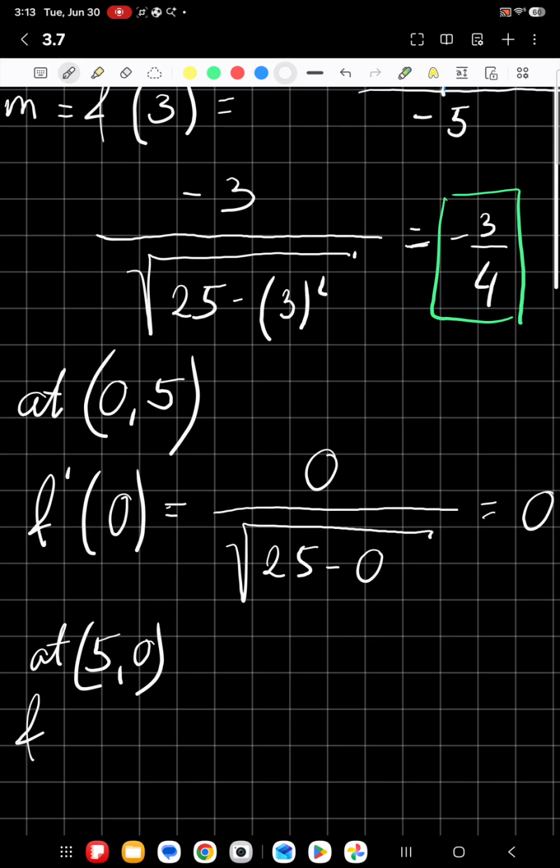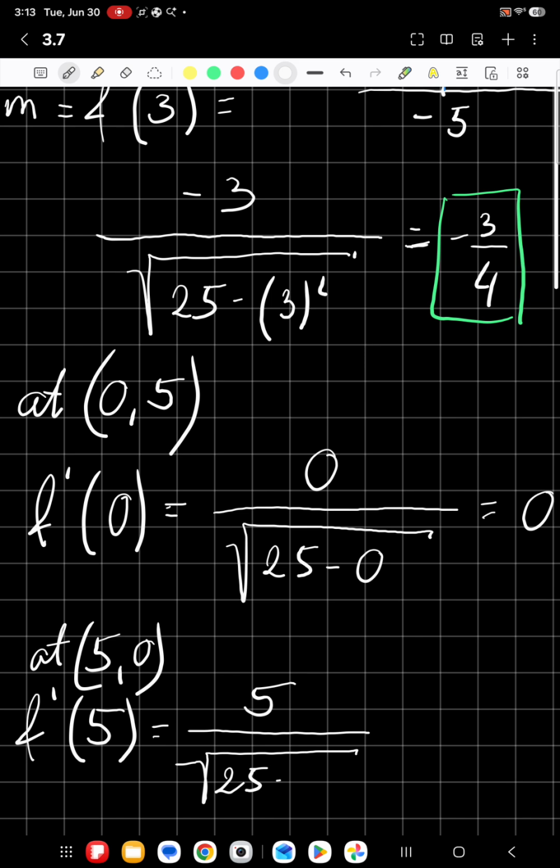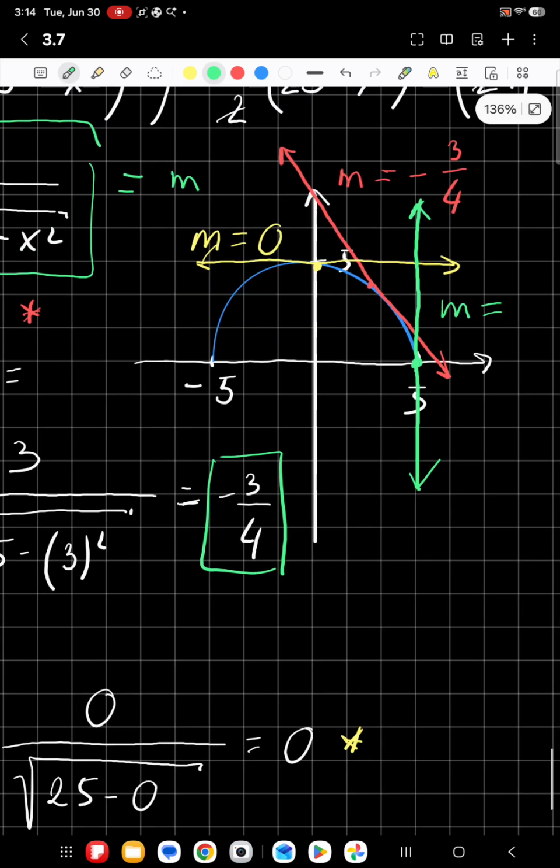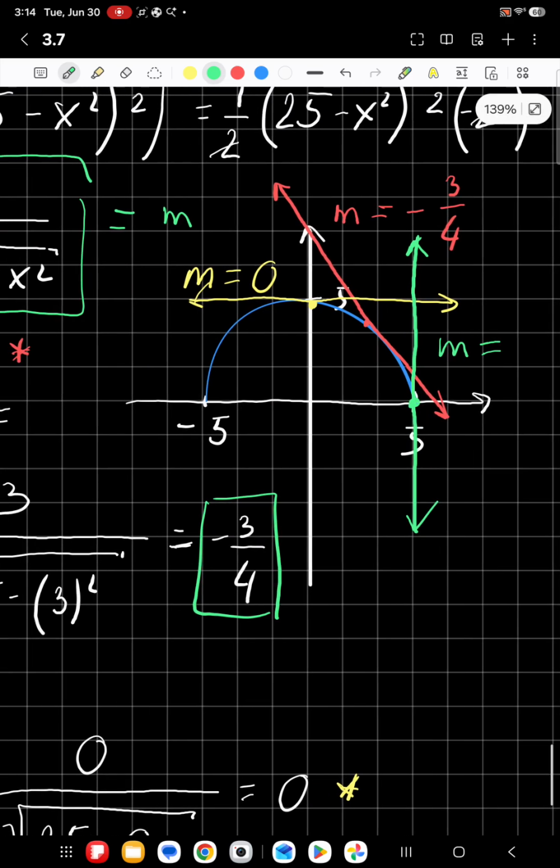Okay, so we have f prime of 5. We have 5 on the top, and here at the bottom I have 25 minus 5 squared. And so we get 5 over 0, and it is undefined. Okay, so that's the slope. Let's just write undefined.